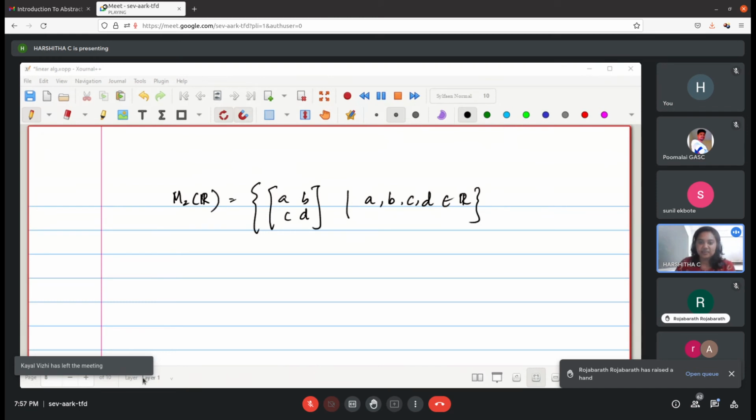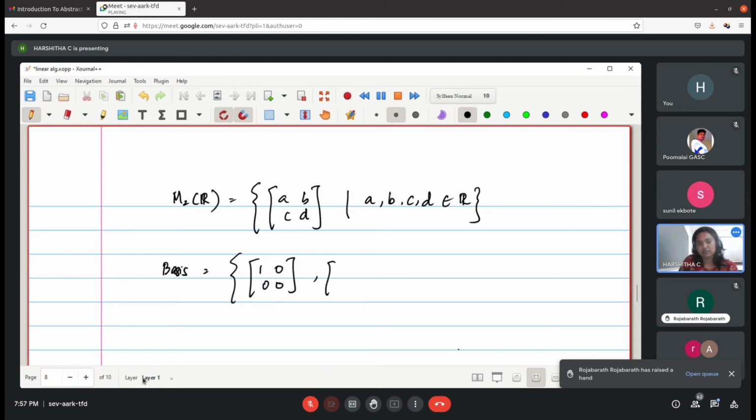Is there any other question? Basis, madam, you can proceed. An n cross n matrix has n square entries, so the dimension is n square. What would be the basis? You just put one in one entry and 0 in the others. So this will be a basis, which will have n square elements.